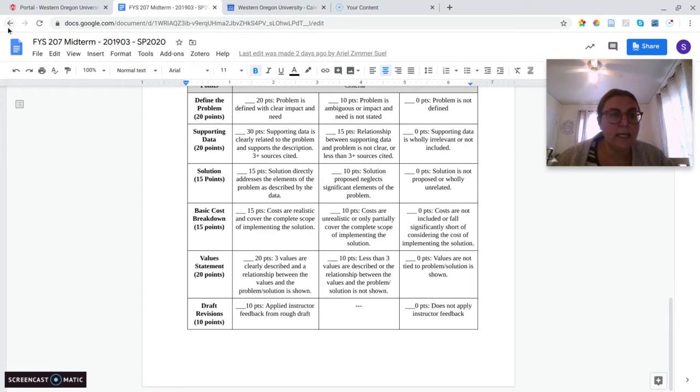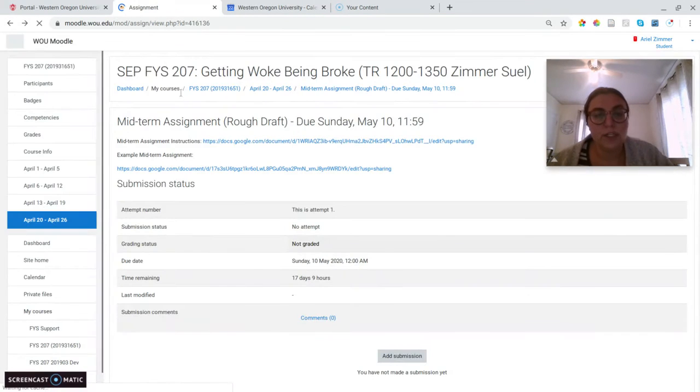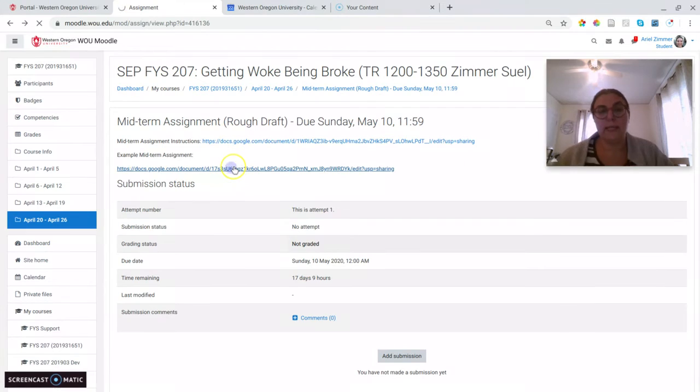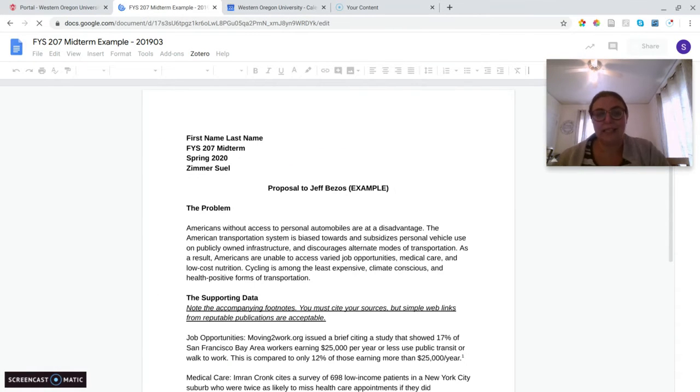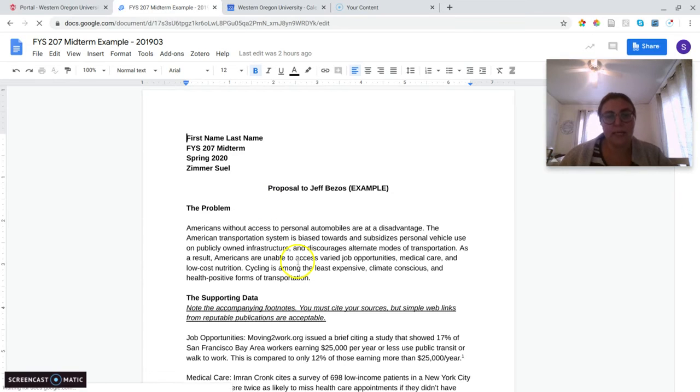And then lastly, before I let you go, I want to show you the example assignment. I think you'll feel a little bit of relief. It sounds more complex than it is. So here is your proposal to Jeff Bezos, right? You state your problem, and this sample says, Americans without access to personal automobiles are at a disadvantage. The American transportation system is biased towards people with private cars. Cycling is least expensive and a better way to get around. But people don't have access to bikes, right?